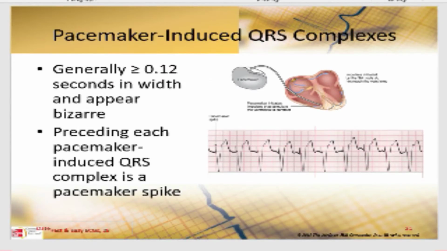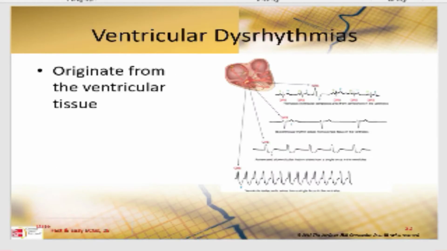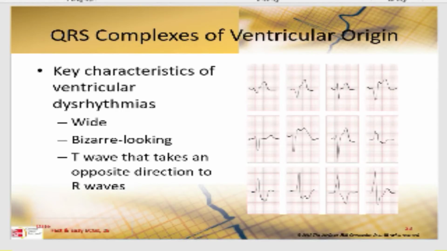If your patient has an implanted pacemaker, that's usually going to make a little bizarre look to their EKG, and before each QRS you're going to have a pacer spike. And that's a very quick way that you can tell if your patient has an implanted pacemaker. You'll see that spike before their QRS. If your impulse is originating from ventricular tissue, you get ventricular dysrhythmias. They are typically going to be wide. They may be bizarre looking, or you may have a T wave that's going in the opposite direction of your R waves.